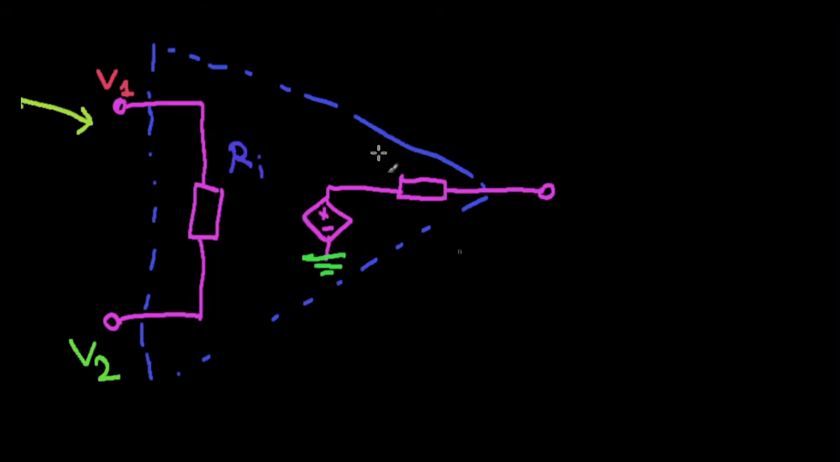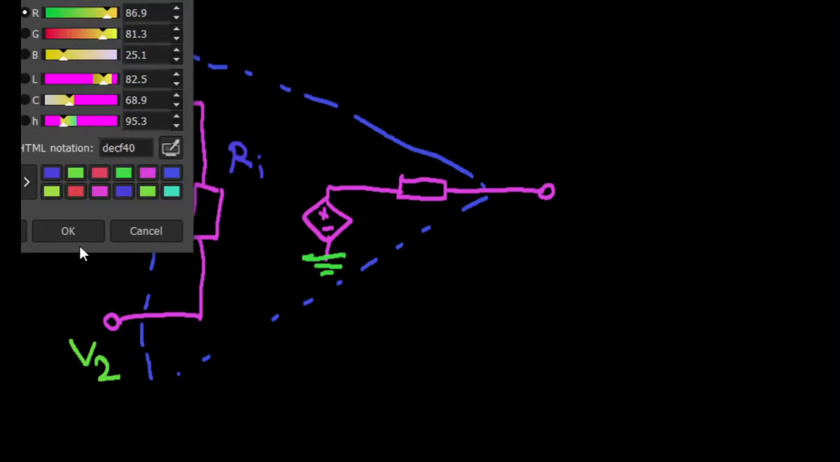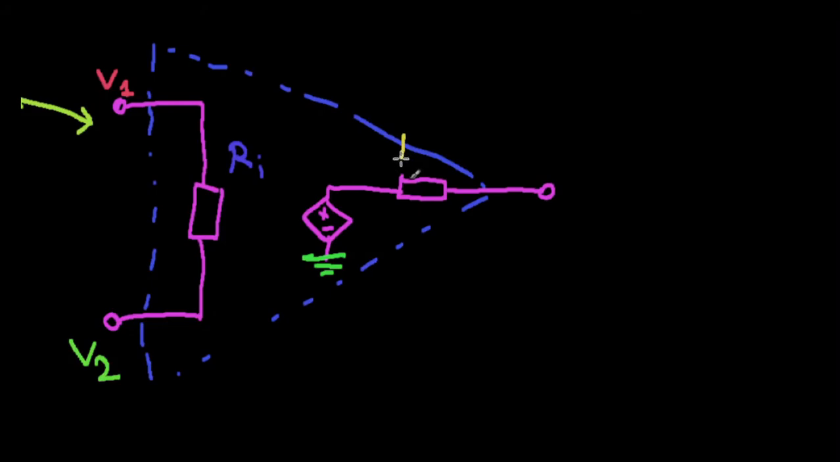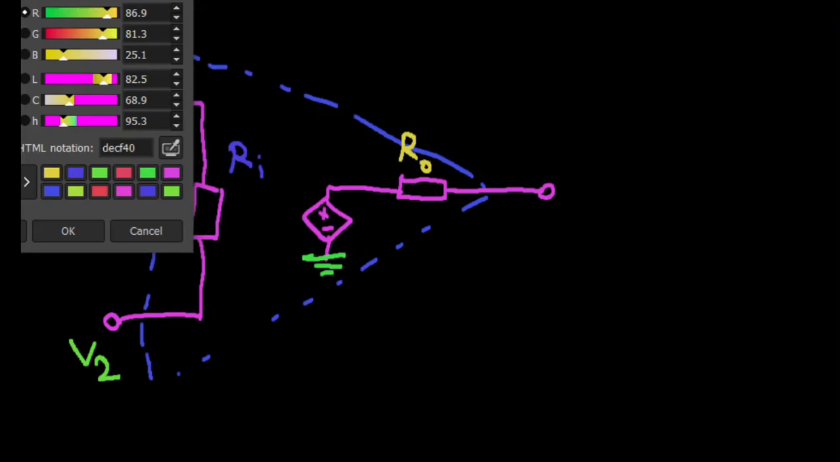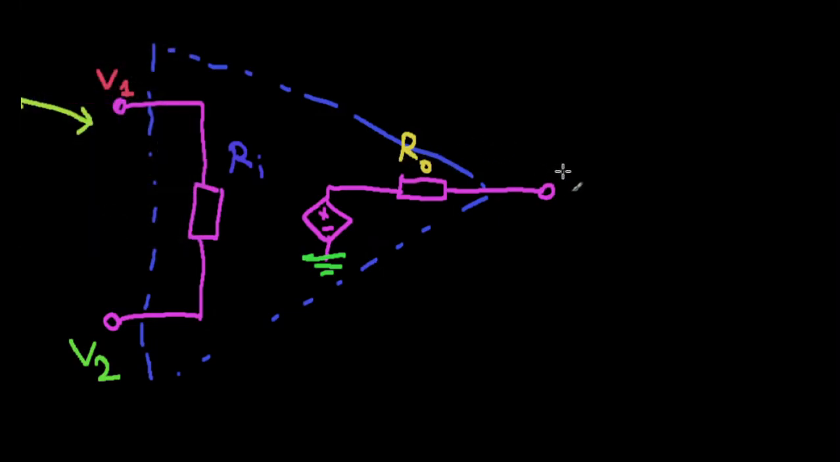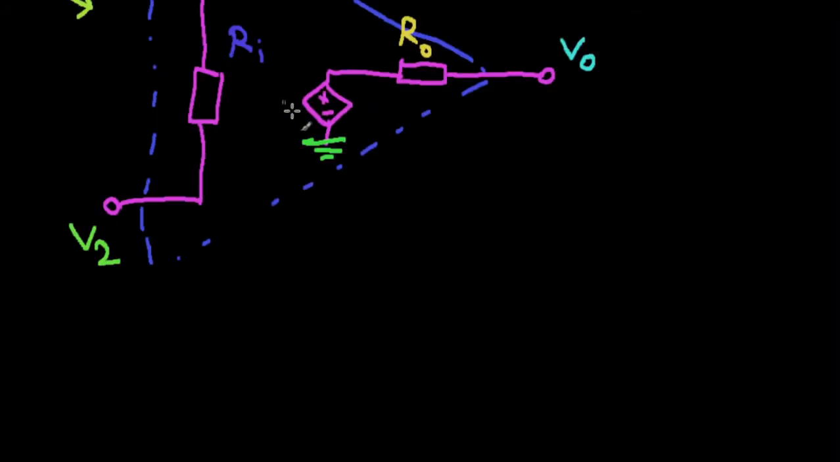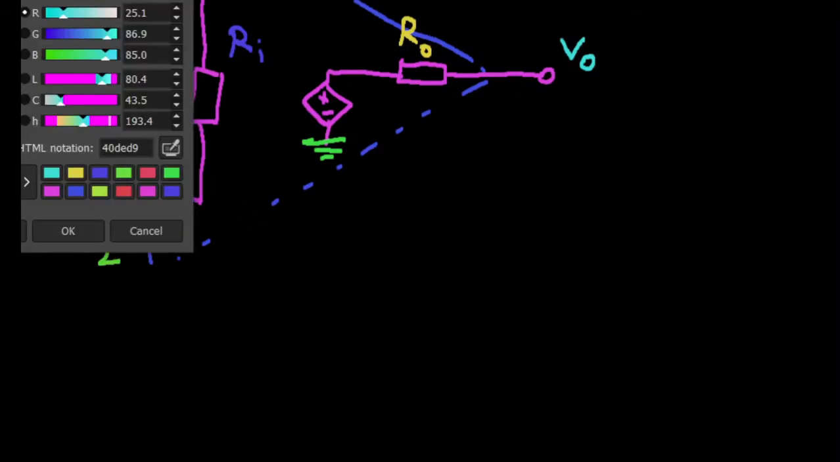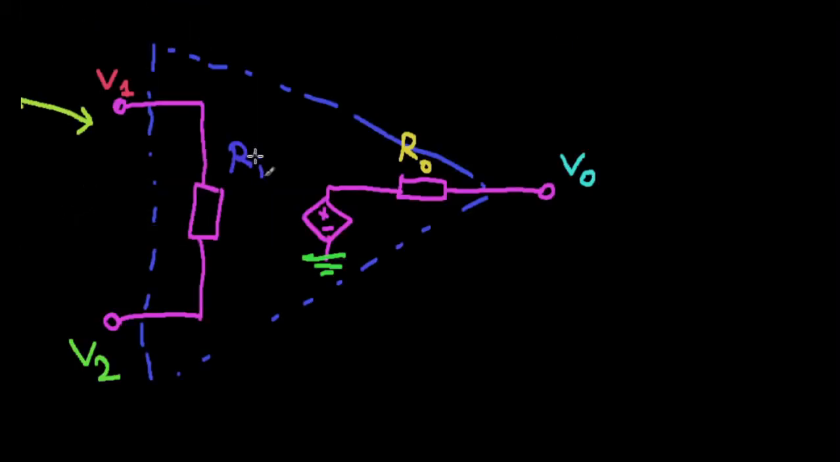Okay, so that's done. Your output resistance is going to have a value of R sub O. The output voltage itself is V sub O. And your dependent voltage source, this is going to be your VCVS. Obviously this depends on some sort of voltage difference, and that is what we're going to discuss now. The voltage difference that it depends on is the one between V2 and V1.